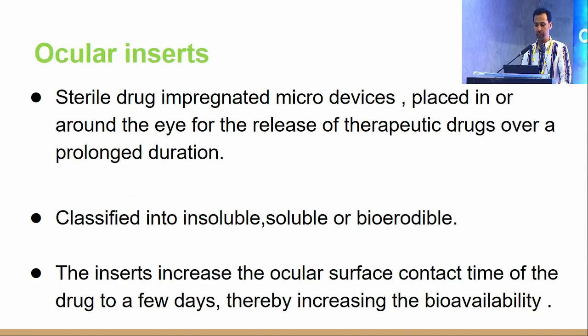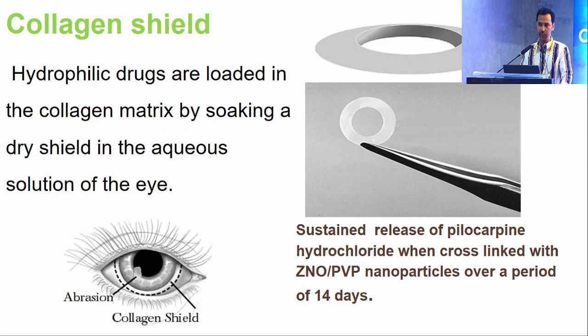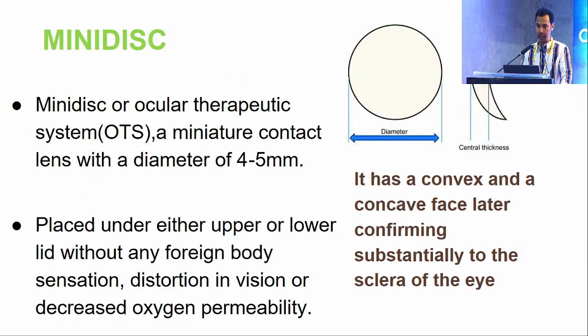So these are devices which increase the contact time of the drug with the ocular surface, thereby increasing the bioavailability. Some of these ocular inserts are already being discussed by Madam, say the pilocarpine inserts, OcuSert. Then we have the collagen shield, a small disc placed on the cornea. Then you have the mini disc, which is placed under the upper eyelid. All these ocular inserts stay in and around the eye, slowly eluting the drug onto the ocular surface, increasing the contact period of the drug and the bioavailability.